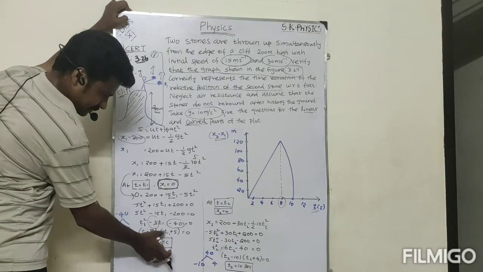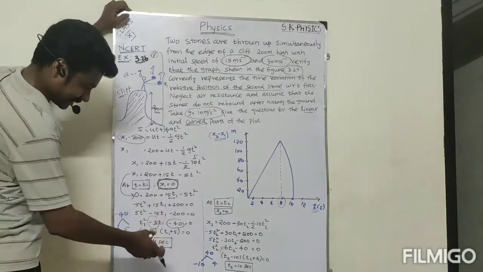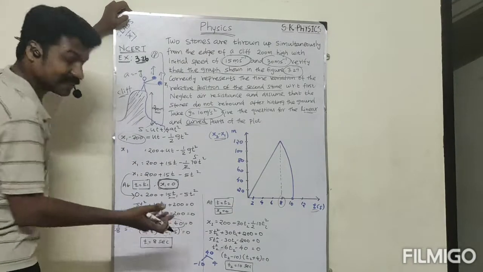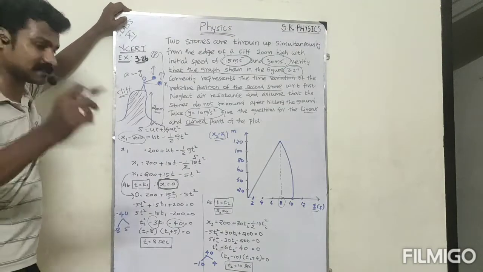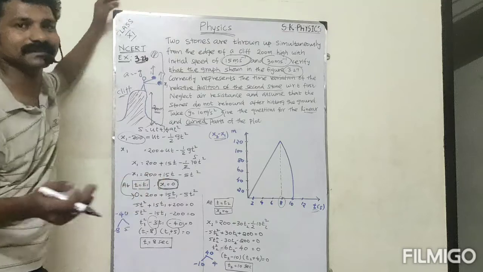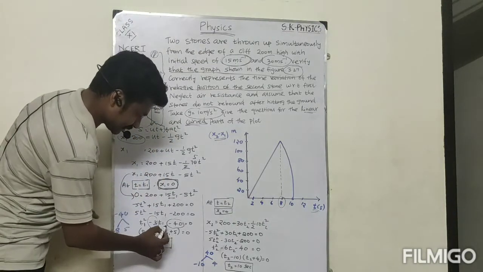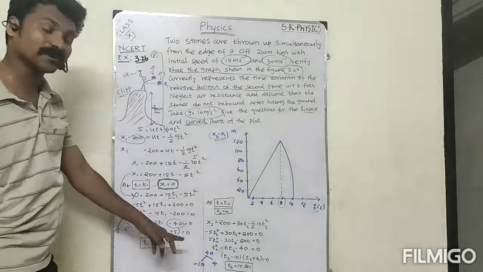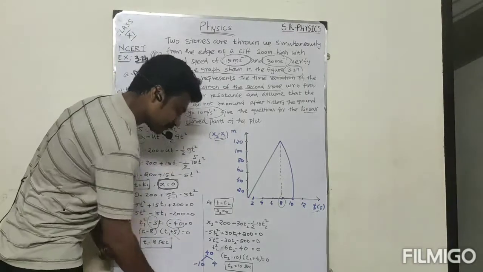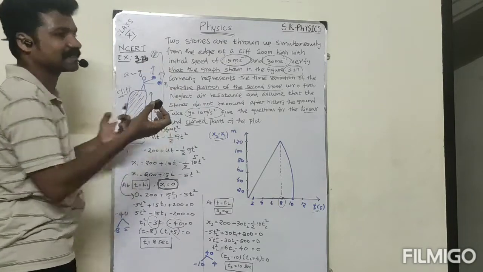t1 minus 8 equal to 0. So t1 is equal to what? Plus 8 seconds. But why I didn't take 5? See that t1 plus 5 equal to 0. So t is equal to minus 5. Time will not be minus. So t1 equal to 8 seconds. So this black coin takes 8 seconds to reach the ground.